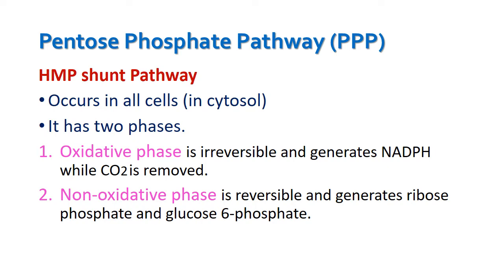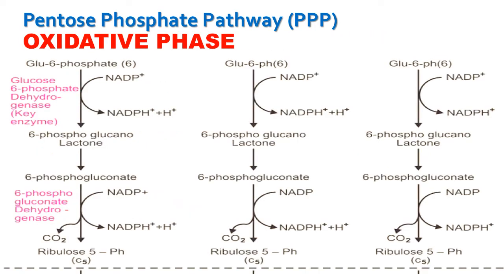Now we look at the first step, which is the conversion of glucose 6 phosphate into 6 phosphogluconolactone. This reaction is catalyzed by glucose 6 phosphate dehydrogenase. During this step, NADP is reduced into NADPH.